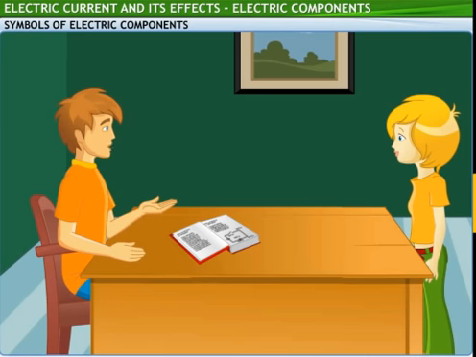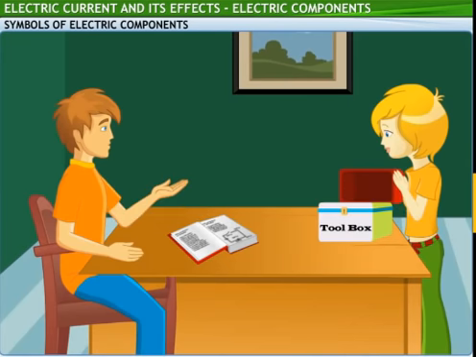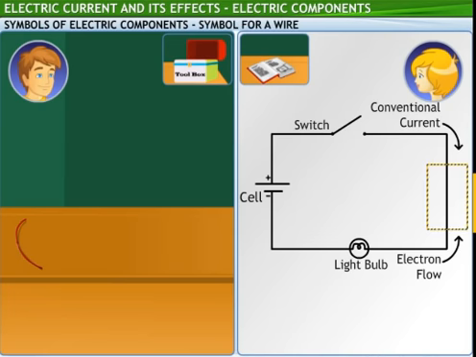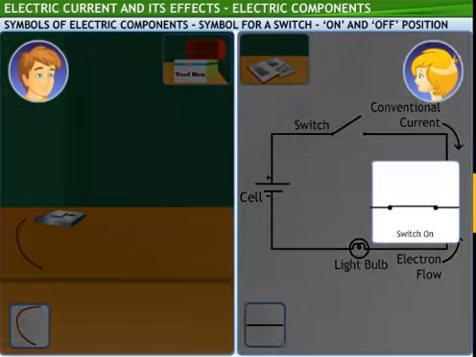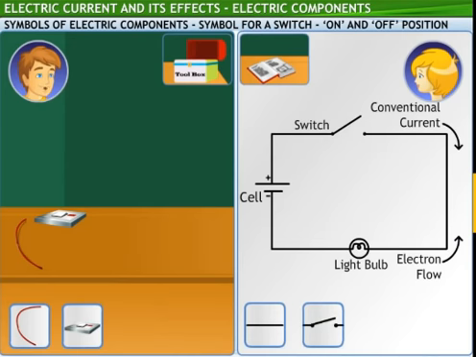Tina, could you get my toolbox, please? Pass me the items in the toolbox. I will connect each item and show you how it is represented by a symbol on the diagram in the book. Here's a wire. This is the symbol for a wire. Let's see. I've taken out a switch now. There are two symbols for the switch, one for the on position and the other for the off position. I will keep the switch in the off position for now. Let me connect the wire to the switch.